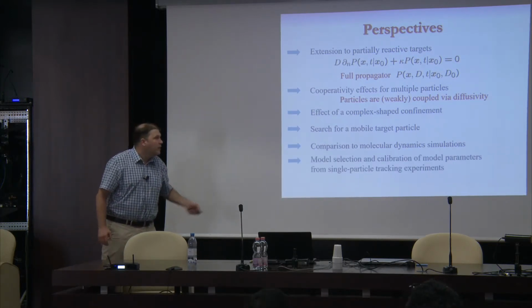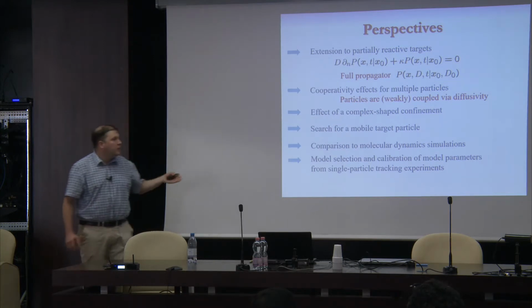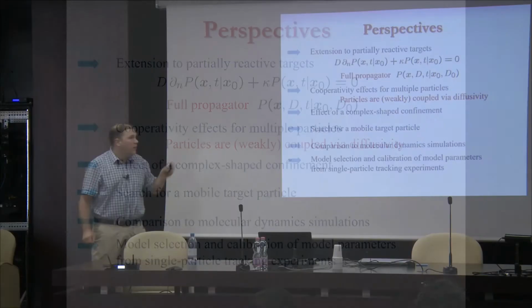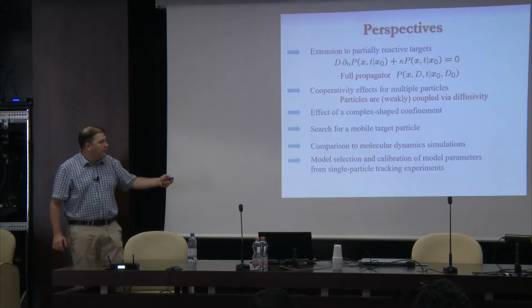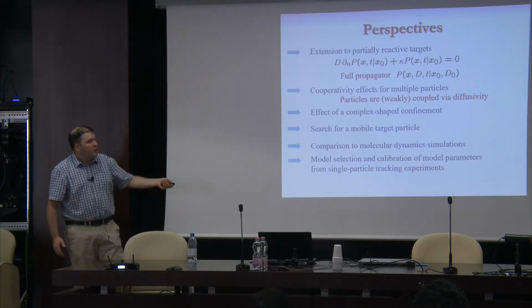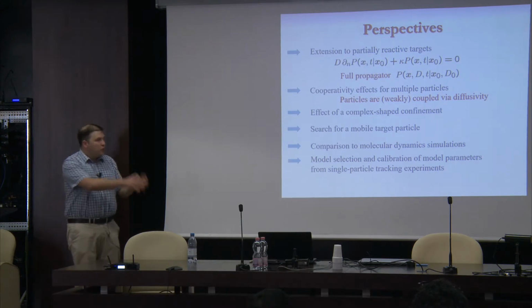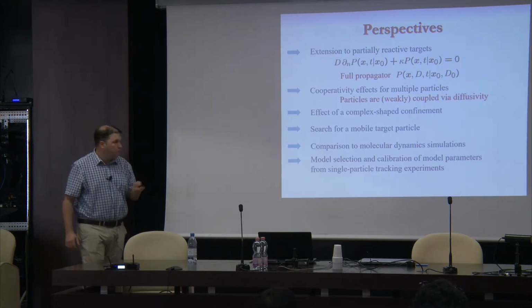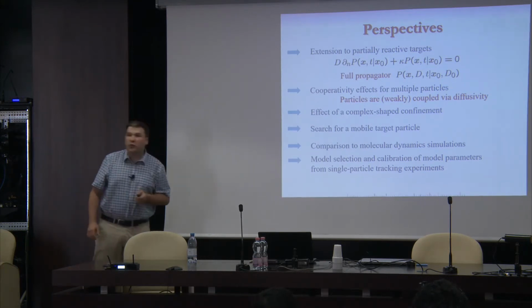In the same way, I think it would be important to develop some statistical tools for the model selection and calibration of model parameters coming from single particle tracking experiments. And again, I have, for the moment, no idea how to do that. But essentially, the idea is that we can use the knowledge of the propagator and the first passage time statistics, and then try to transform this knowledge into some estimators that can be used. But this is for the future. Okay, that's all, and thank you very much for your attention.